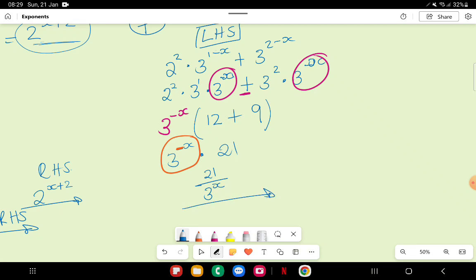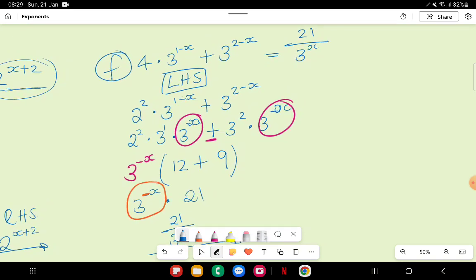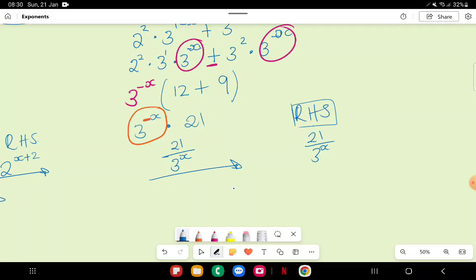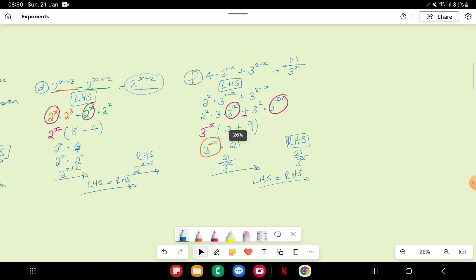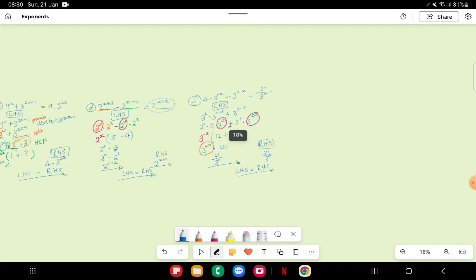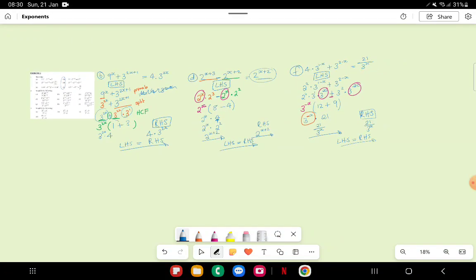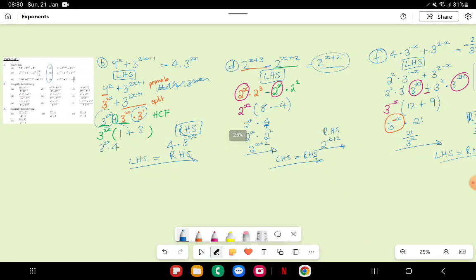This is my left hand side. According to the question, on my right hand side, I have 21 over 3 to the power of x. So now I can say that left hand side is equal to right hand side, and you have proven or answered the question. So this is questions B, D, and F for 2.1.